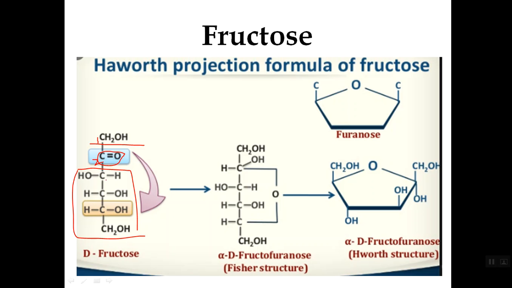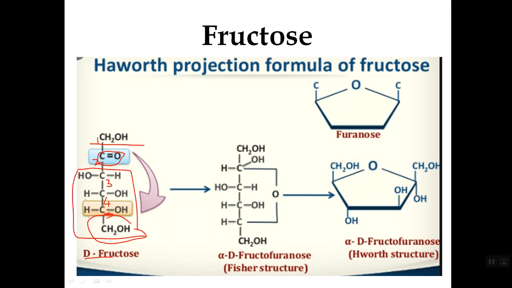So at C3, we have H towards the right side and OH towards the left side. And at the C4 position, you have OH towards the right side and H towards the left side. Similarly, at the C5 carbon atom, we have OH towards the right side and H towards the left side. And at the end, you have CH2OH. So this is the Fischer projection of D-fructose.